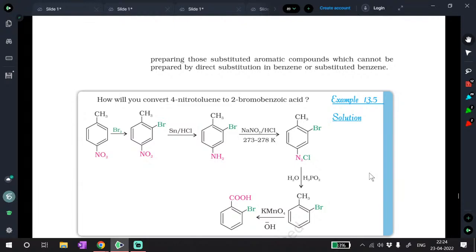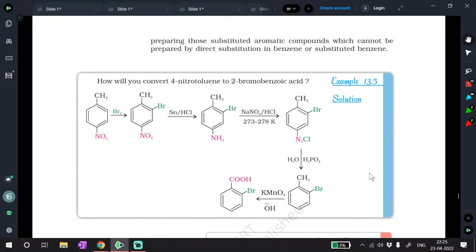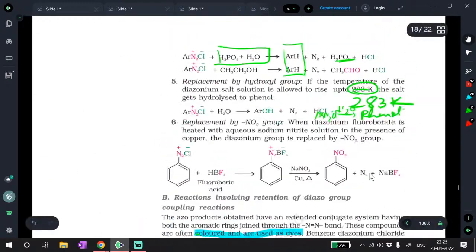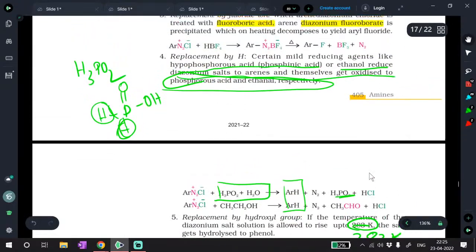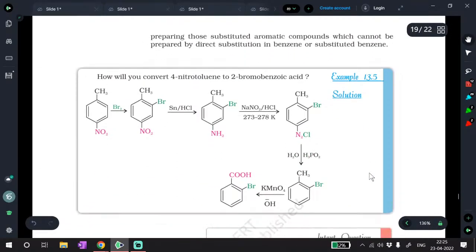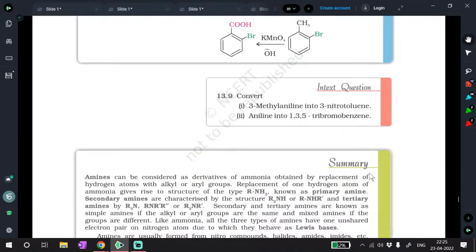So in the HCl you have converted it to amine and then you treat it and convert it to a diazonium salt. Then you reduce it. Same thing. So what you have to do is introduce bromine at meta, then convert the NO2 to NH2 and then NH2 to N2Cl. Then you reduce it using H3PO2, a very good mild reducing agent, and then you get this. So let's try this.